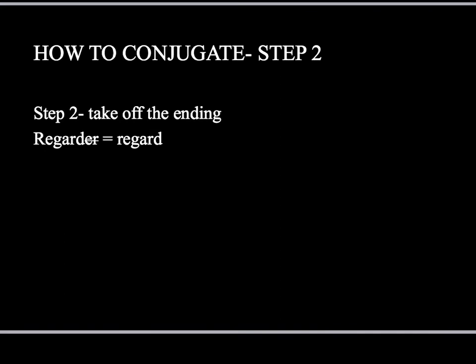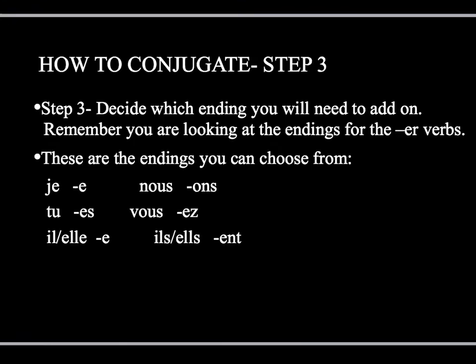Step 2, we take off that ER ending. We are left with the root word. At this point, we need to look to the pronoun that we are using to decide what kind of endings we want. We know the ER verbs have the following endings: E, ES, E, ONS, EZ, ENT. So we need to match up the pronoun that we want to use in our writing with the proper ending.